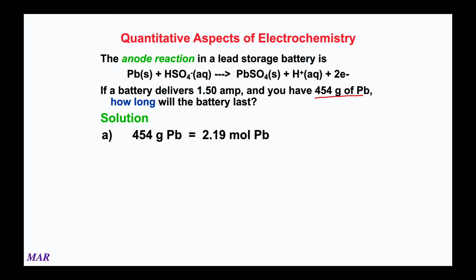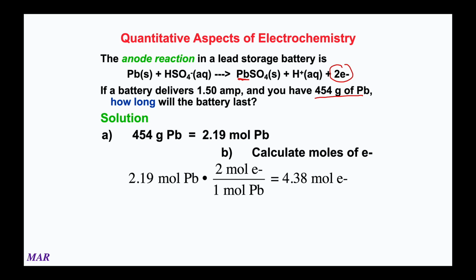Let's turn grams into moles. So take 454 grams, divide by the molar mass of lead to get the moles. Lead here, you can see, is a 2-electron process. Lead 2 plus is what we have in this battery. So there's 2 electrons per mole of lead. So what we're going to do here is multiply that number by 2. 4.38 moles of electrons are needed for this process.